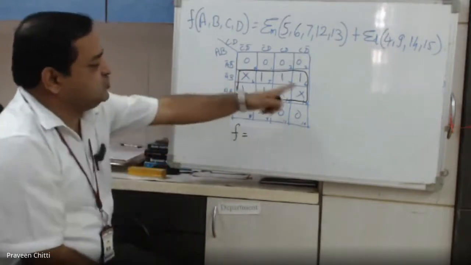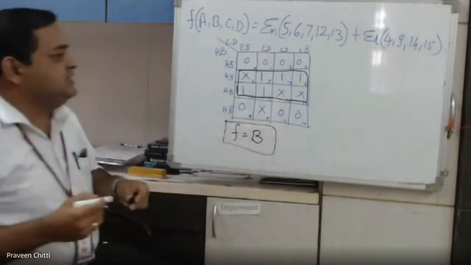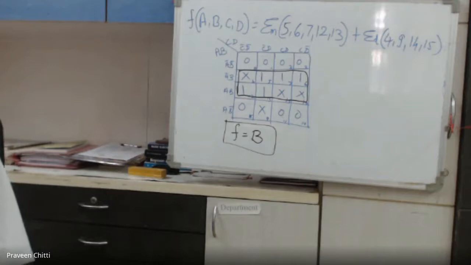What is the answer for this group now? It is B. Common is B. So F equal to B is the answer. F equal to B will be the answer for this particular question.